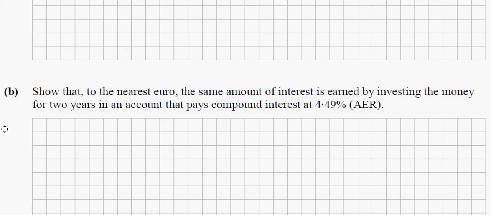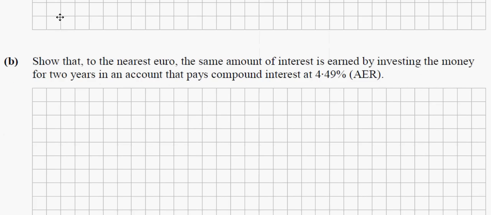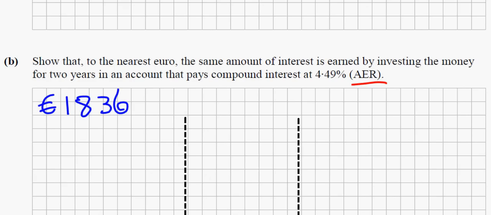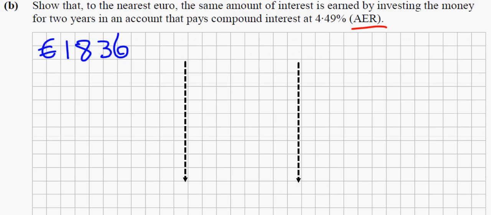Next question. Show that to the nearest euro, the same amount of interest is earned by investing the money for 2 years in an account that pays compound interest at 4.49%. So we had to find out the same sort of question, this time with the same interest every year. So what we can do is repeat part 1. Okay, so we want to make sure that our answer is 1,836.